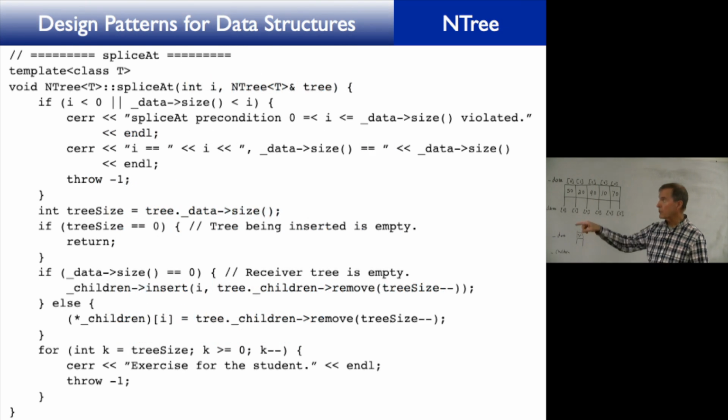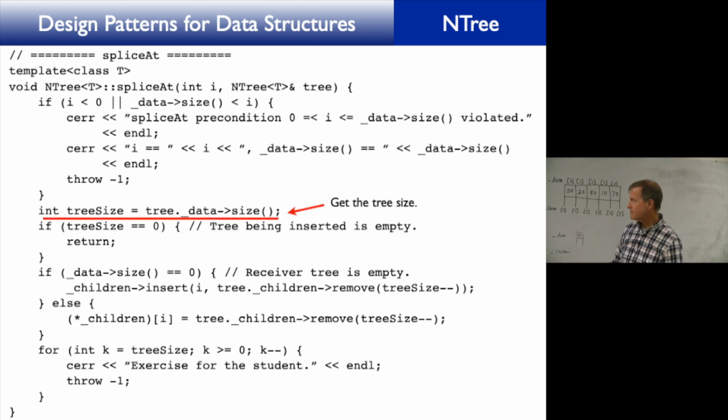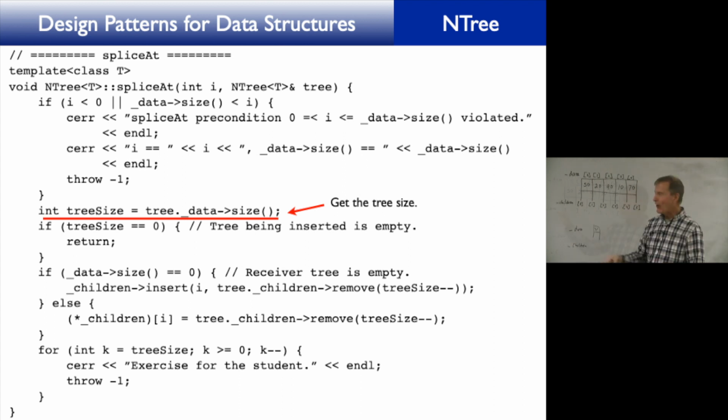Now we'll do a code walkthrough of splice at, and notice down here at the bottom we have what? Exercise for the student. Okay, so now let's see if we can understand how this code works. Void NTree splice at, int i, NTree star tree. Here I've implemented the precondition for you. This is the out of range index check, right? Now let's take a look at the first one.